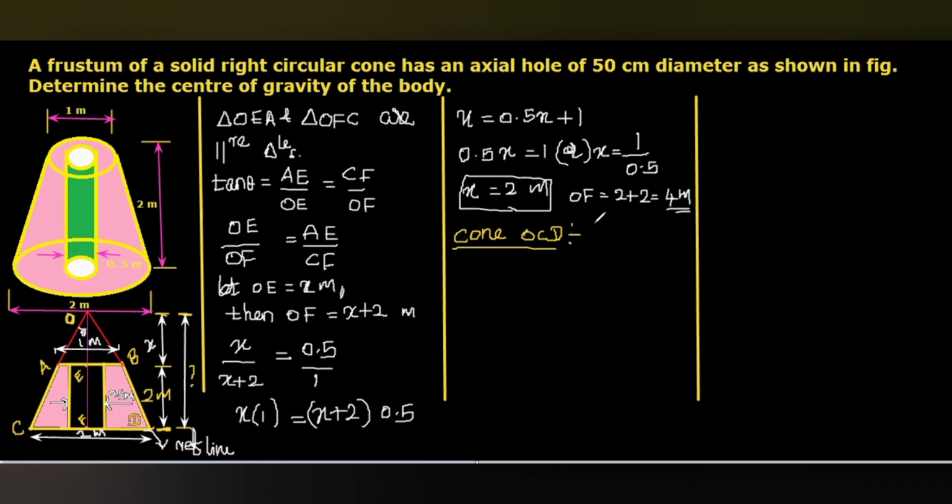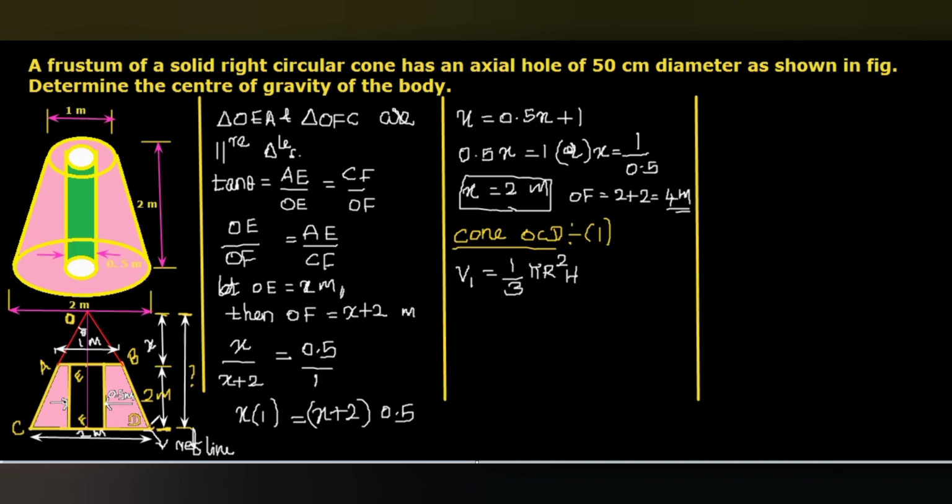That is the first segment. Here we are going to calculate V1. We know the volume is 1 by 3 pi r square h. To make the difference, I put capital R, capital H for the large cone. We know the radius of the large cone, CF.